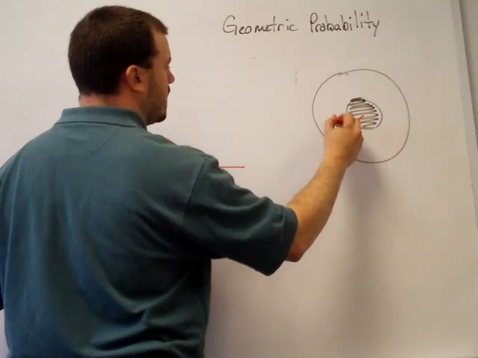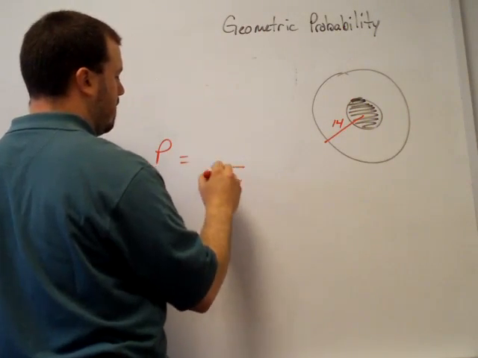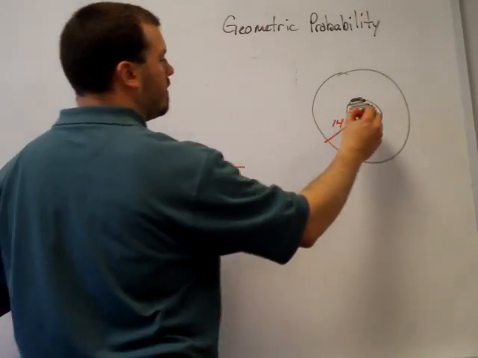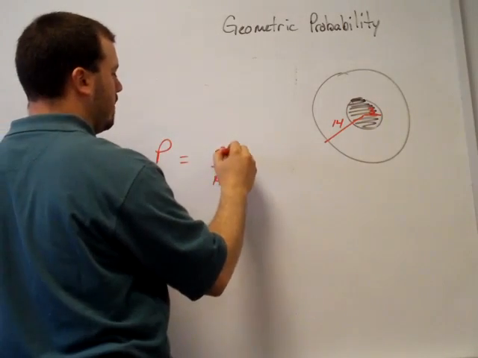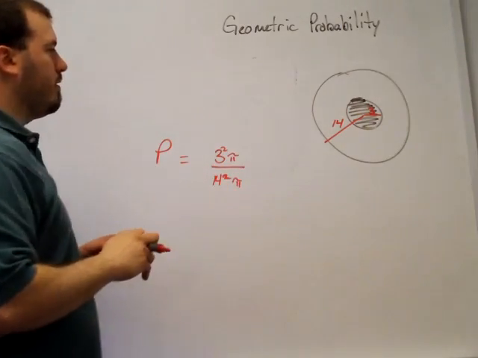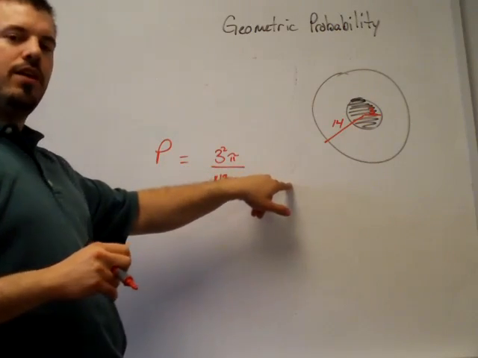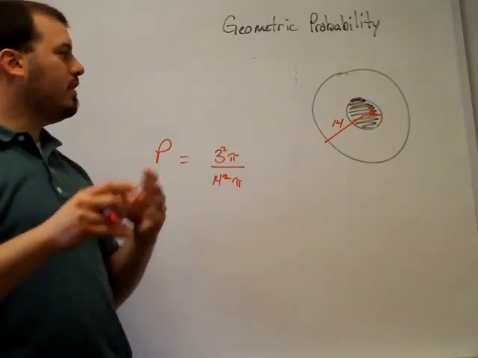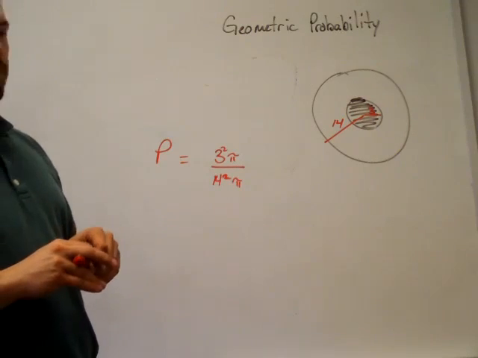So if our radius was 14, it would be 14 squared pi, r squared pi for the circle. If the radius of our inner circle was 3, it would be 3 squared pi for the area of our inner circle. So you would do the area of the shaded region divided by the area of the total place that you can select the points from. The problems like this could get a little bit more complicated.